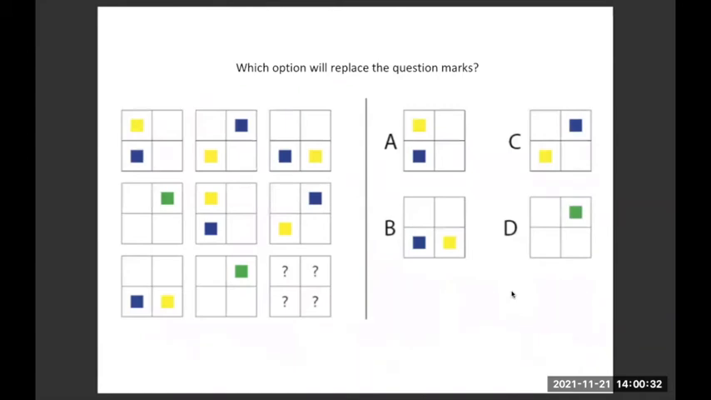Fairly simple one. You're given some kind of a sequence here. 1 2 3 1 2 3 1 2 3. So what will come here? What will come in this last box which is seen here?